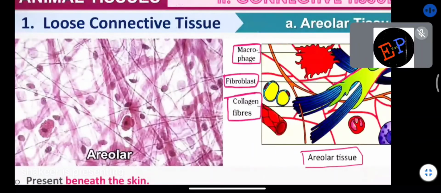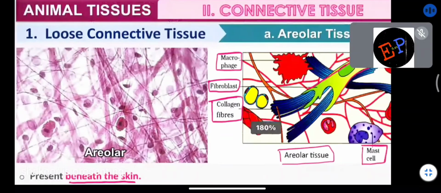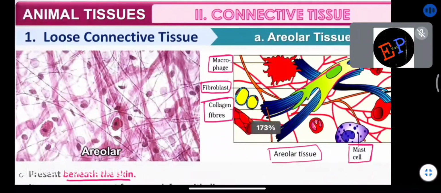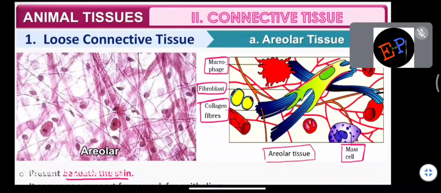Now where is it present? Areolar tissue is present beneath the skin. Just below the skin you can find this areolar tissue. So it supports as a framework for epithelium. And what is meant by epithelium? Skin is made up of epithelium. The outermost layer is called epithelium. The outermost layer of the skin or body parts is also called epithelium.